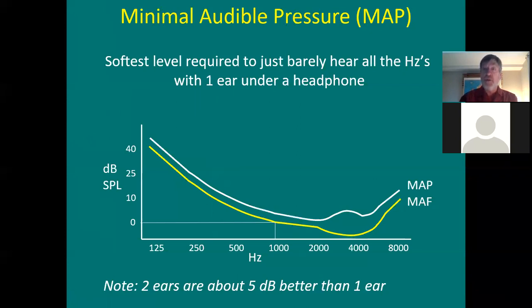Okay? Same with if your threshold at 1,000 hertz is 0 dB in this ear, and your threshold at 1,000 hertz is 0 decibels in this ear. In English, that means the softest it took for you to just barely hear. If I presented 1,000 hertz to both ears at the same time, my binaural threshold would be -5. Okay? Very important to know that.